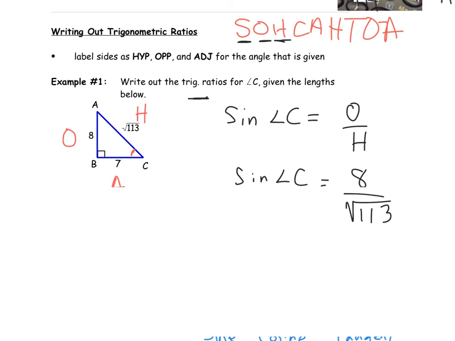So I want you to pause the video and I want you to try this for the 2 other trig ratios that we have in question, and then to come back when you are ready to take it up.